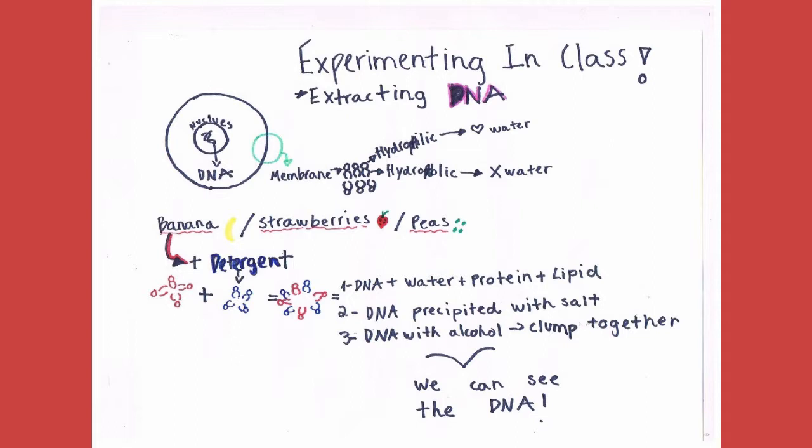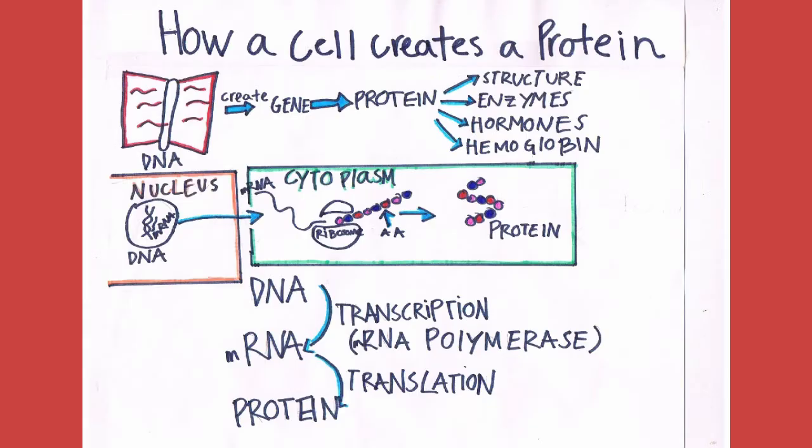With this, we add detergent to eliminate the membrane. Then we have DNA plus water plus protein plus lipid, with no more membrane. After that, the DNA precipitates with the salt, and after the DNA with alcohol clump together, and with that we can see the DNA.